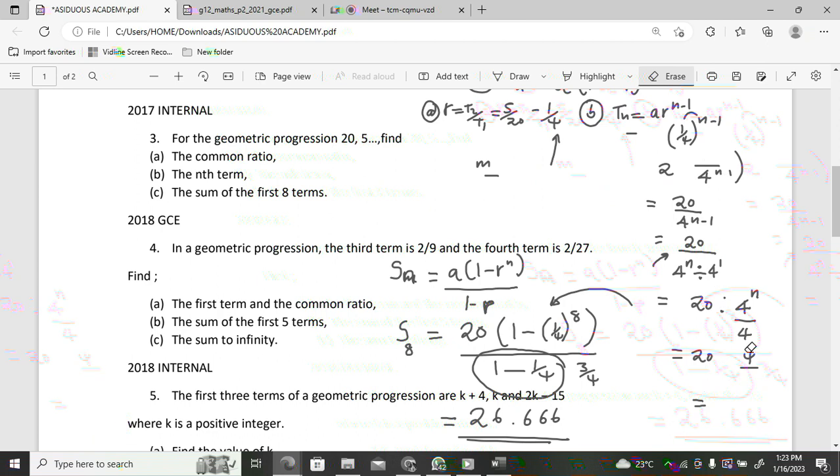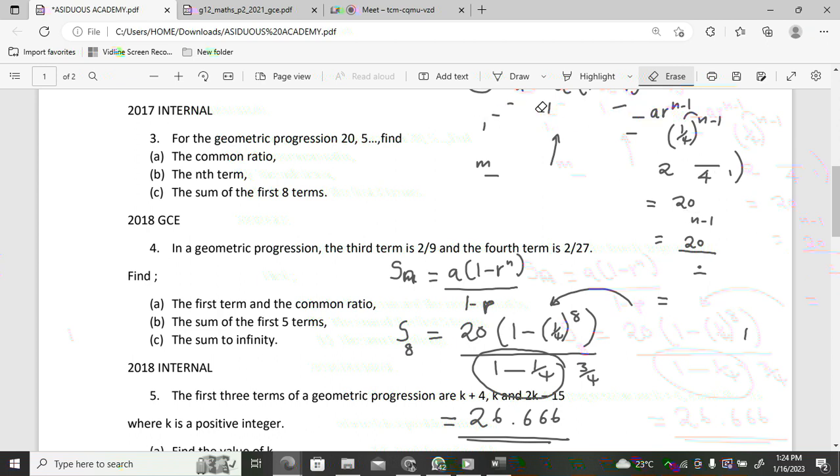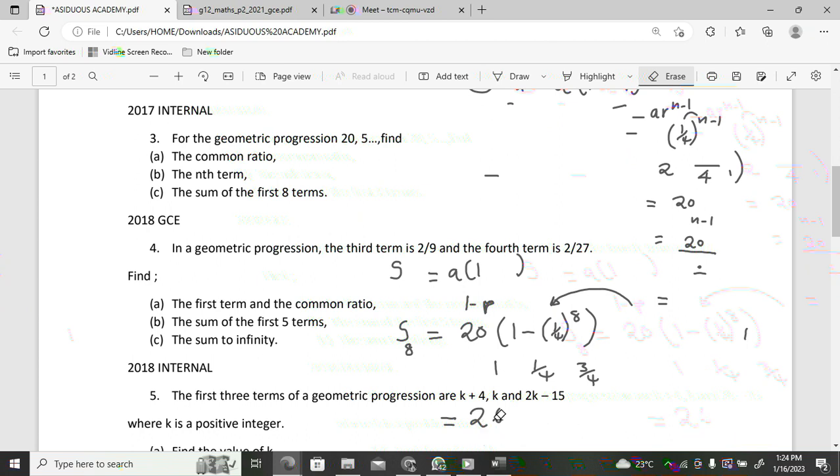Any question? Before we look at the last question we have here. Yes? Is it clear? Okay, so 2018 GCE. If we look at this one, then we are done.